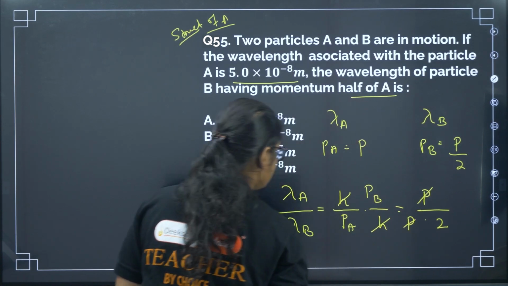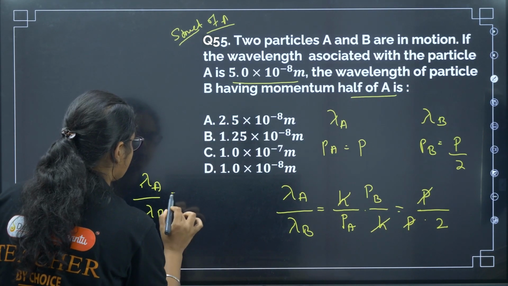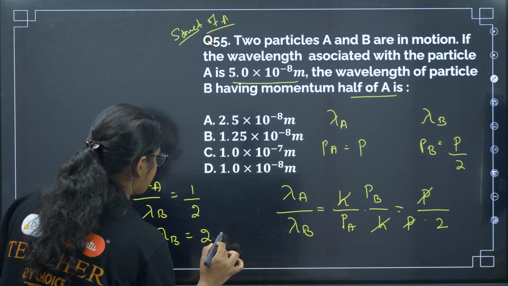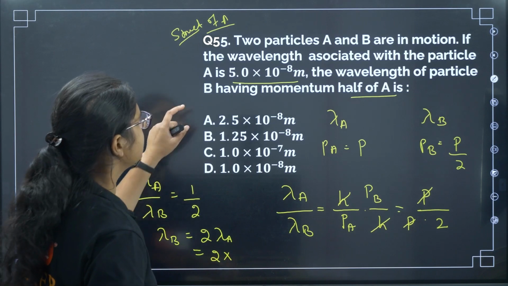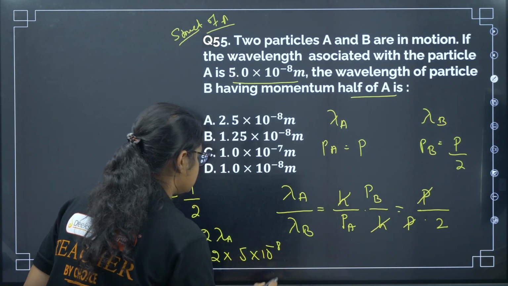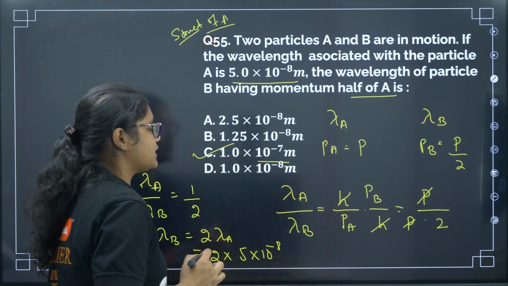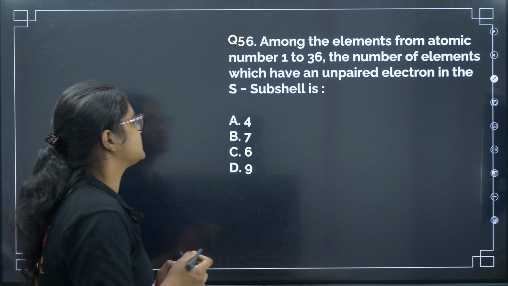This will get cancelled. So what I'm getting basically, lambda a by lambda b is equal to 1 by 2. So what is lambda b then? That is 2 times of lambda a. So 2 times of lambda a value is given 5 into 10 to the power of minus 8. So that is 10 into 10 to the power of minus 8, that is 10 to the power of minus 7. So correct answer for this question is option number C. Easy question, just you need to arrange the equation.